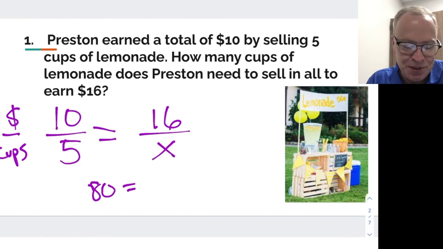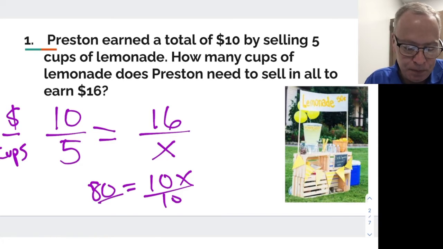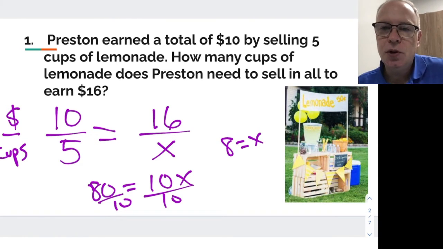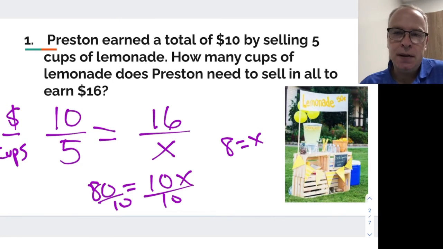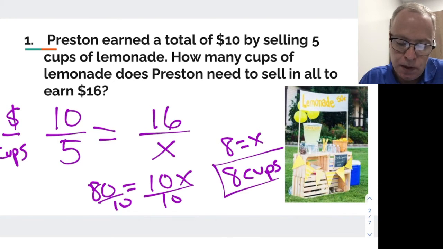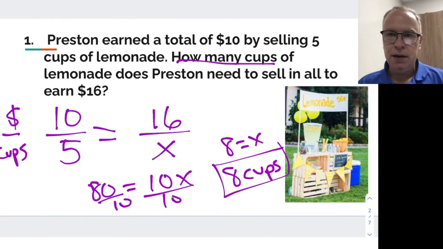So we get 80 equals 10x, and we're going to divide by 10, and we get 8 equals x. Now I can't just put a circle around that. I need to write my final answer, which is 8 cups, right? 8 cups. They were asking us to figure out how many cups. Don't be afraid to underline important information.